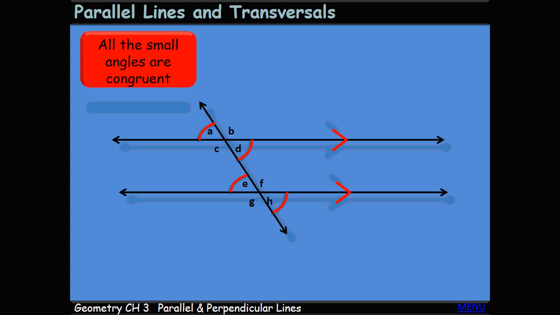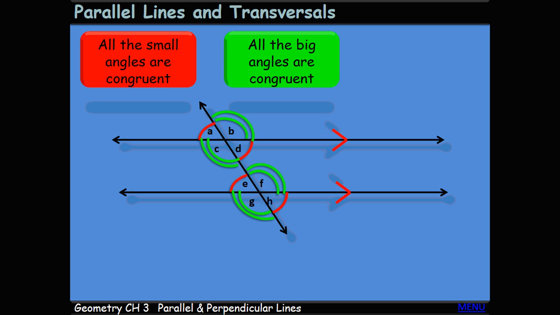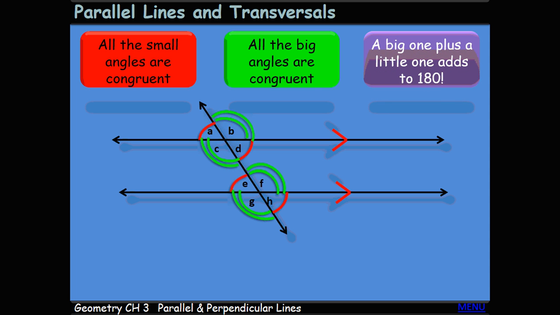So we always see this pattern. When our lines are parallel, all the small or acute angles have one measure. In this case, all the red angles are the same. And all the obtuse angles have another measure. In other words, all the green angles are the same as each other. And if you mix a red angle and a green angle, a little one and a big one, they have to add up to 180 degrees.